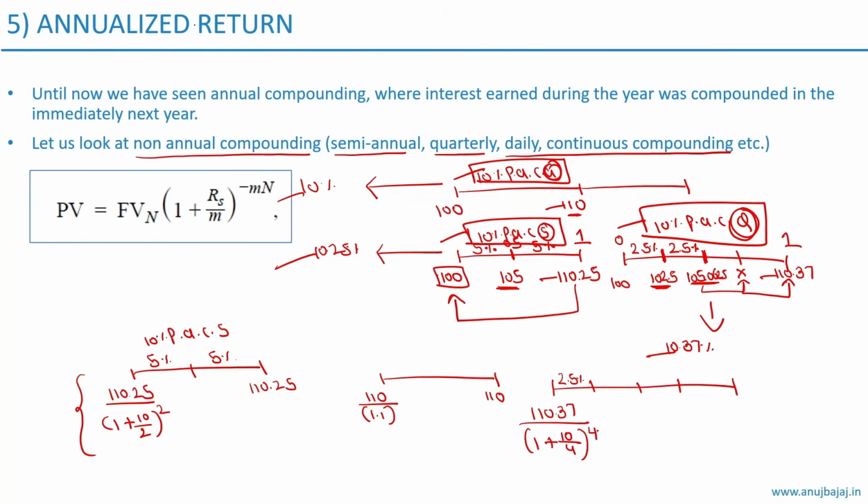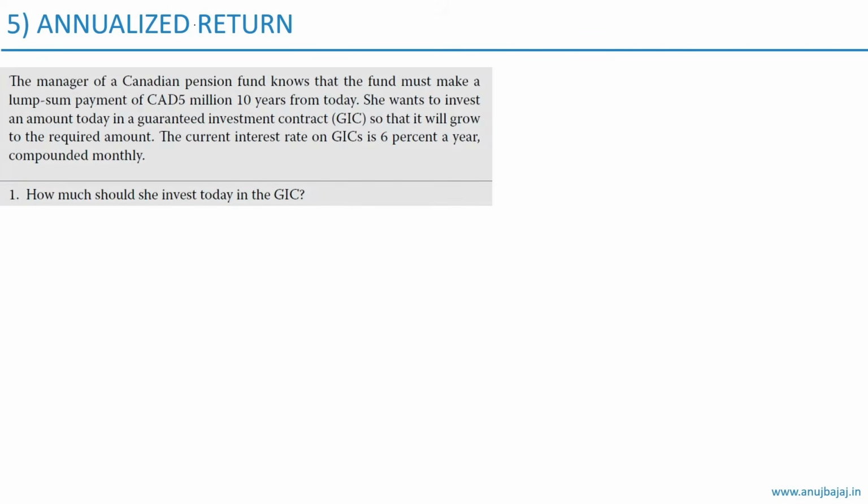So this is the formula for the present value calculation. Let us look at an example on the next slide to understand it in a better way. The manager of a Canadian pension fund knows that the fund must make a lump sum payment of 5 million Canadian dollars 10 years from today. She wants to invest an amount today in a guaranteed investment contract so that the fund grows to the required amount. The current interest rate on GIC is 6% per year compounded monthly.